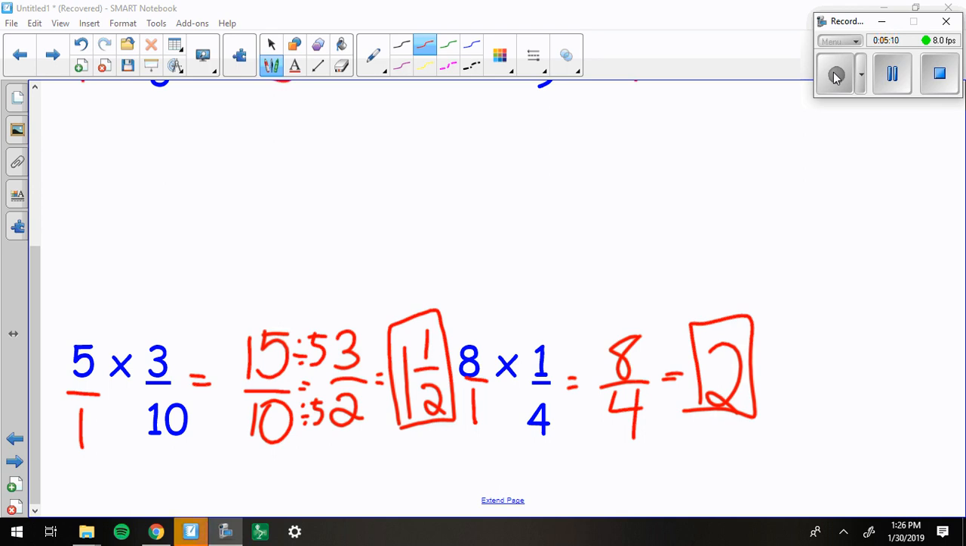For this next one, 8 times 1/4. I'm taking 1/4 of 8. 8 over 1 is my whole number. 8 times 1 is 8. 1 times 4 is 4. 8 over 4, that is 2. All right, moving right along.